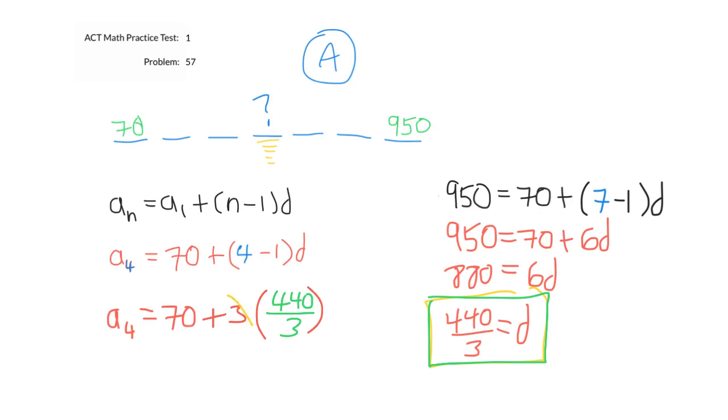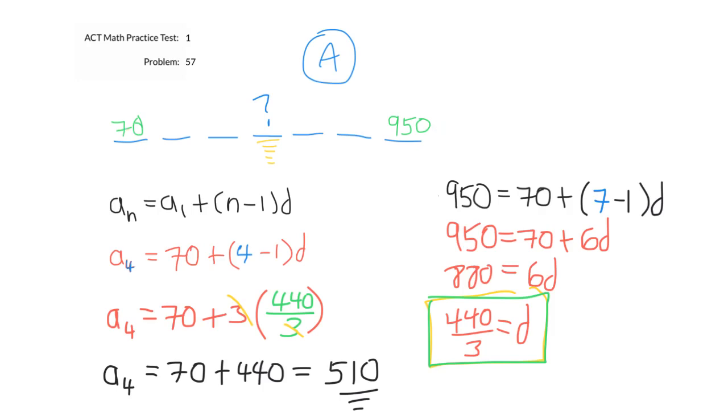And what do you know? The 3's cancel, which is great. So therefore, A sub 4 equals 70 plus 440. And that equals 510. Okay, so that is an example of an arithmetic sequence problem, and we just figured out what A sub 4 is. We knew that it was an arithmetic sequence. We knew the first term, we knew the last term.